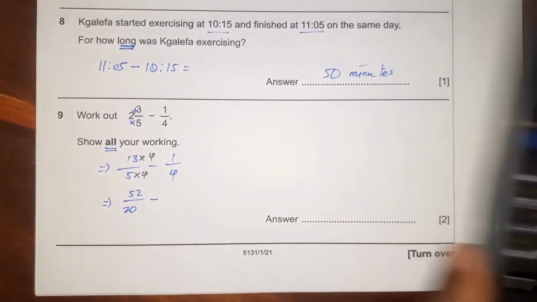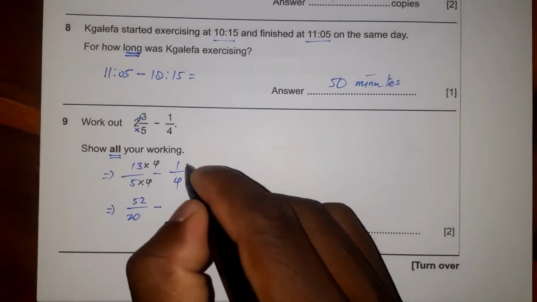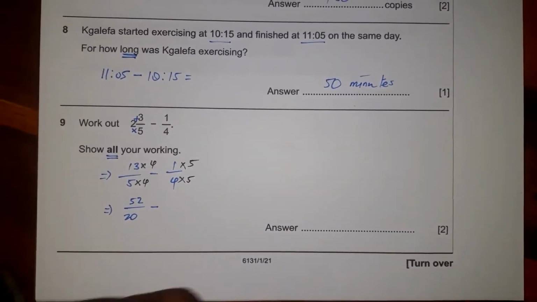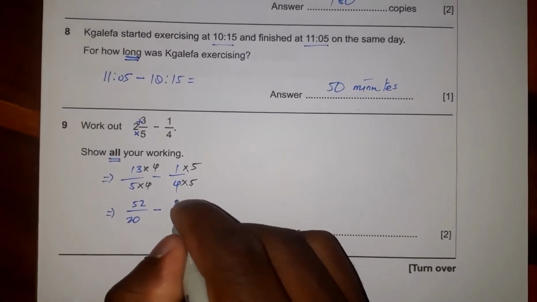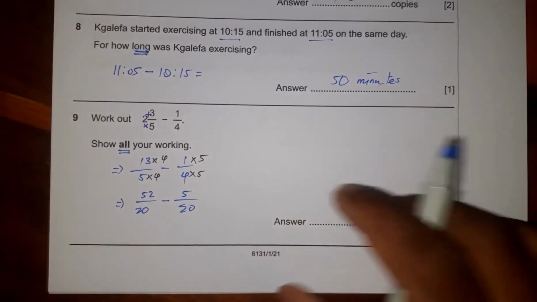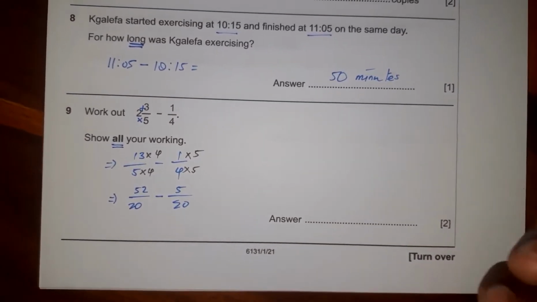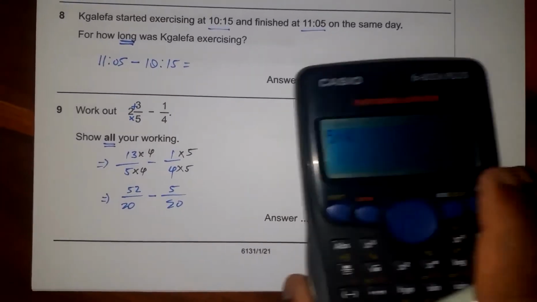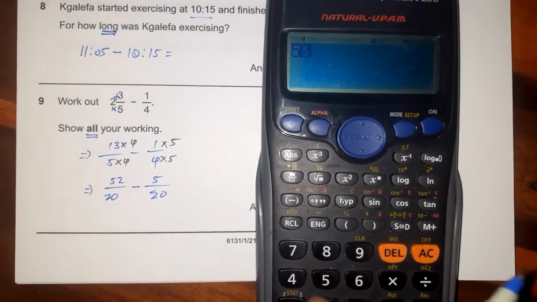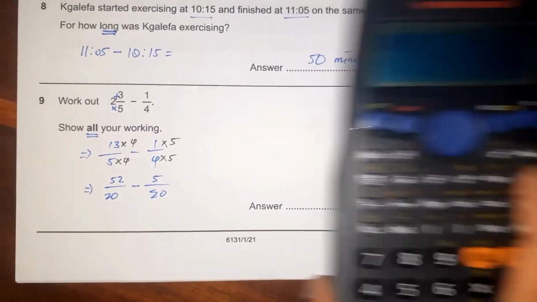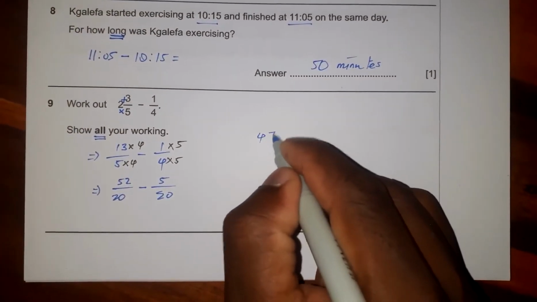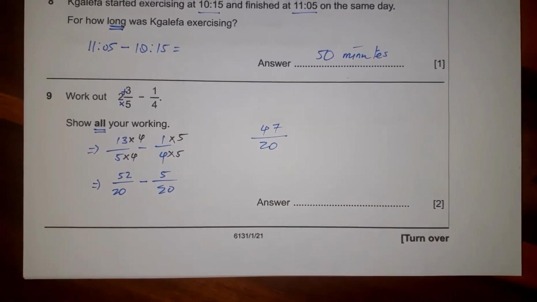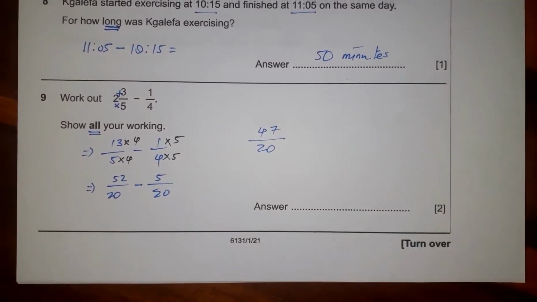Minus, this side I multiply top and bottom by 5. 1 times 5 is 5, here is 20. Now the denominators are the same, so we can only subtract the numerators. 52 minus 5 is 47. Therefore we write 47 over 20. This is the answer, but this answer is a mixed number form.